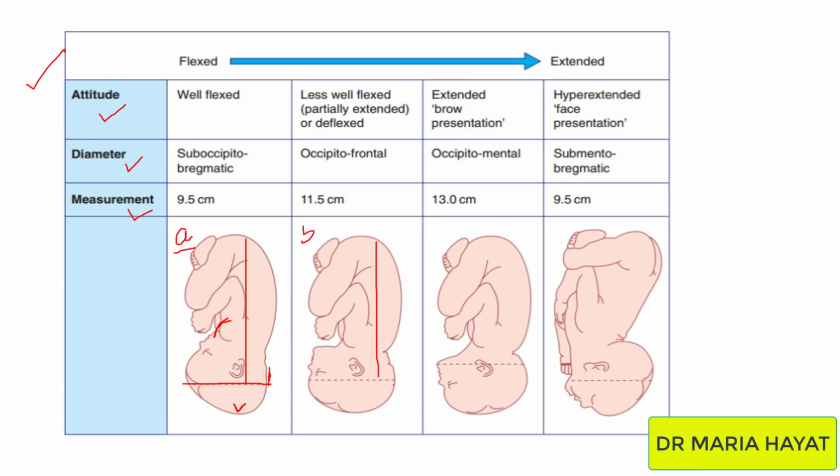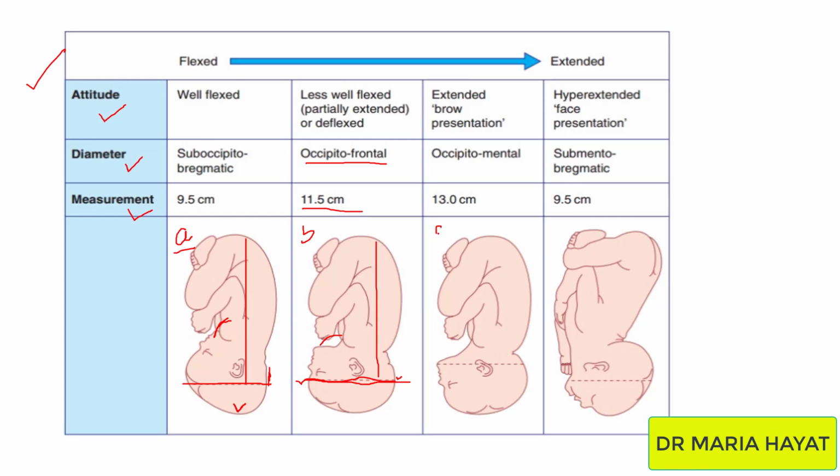It is less well flexed. In less well flexed, the chin is slightly away from the chest. When the attitude is less well flexed, then the presenting diameter will be occipitofrontal. This is the occiput, this is the frontal bone. So this part will first enter into the maternal pelvis, this part will first engage. So this is 11.5 centimeter.